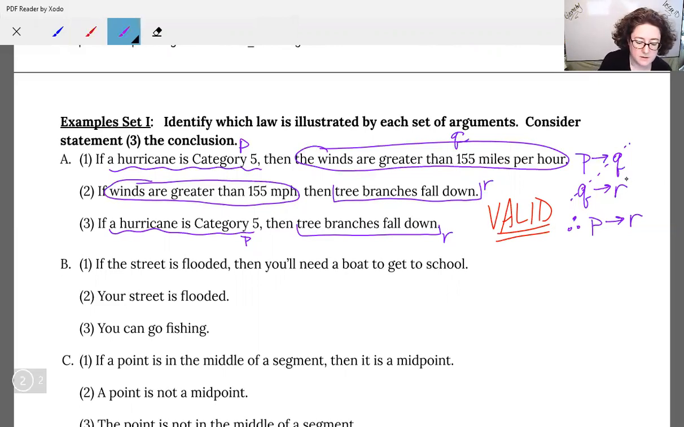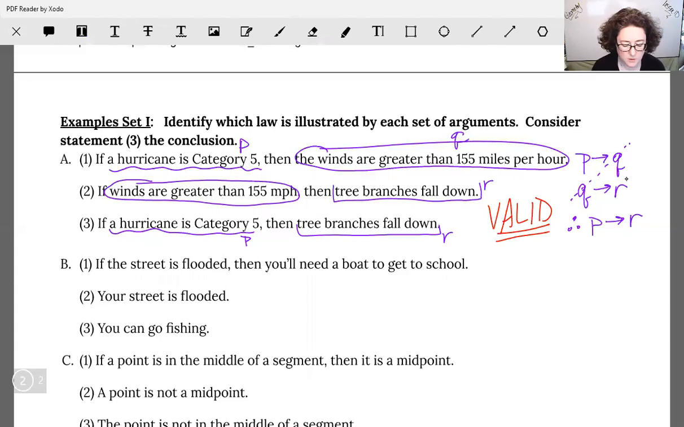Okay, next problem. Here we go. If the street is flooded, then you'll need a boat to get to school. Your street is flooded. You can go fishing. So again, statement 3 should be your conclusion. And I'm noticing statement 2 doesn't have an if then. So right off the bat, if I'm thinking about my patterns, law of detachment and law of contrapositive, neither one of them had a conditional statement in that second idea. So those are the patterns I want to go back and look at.